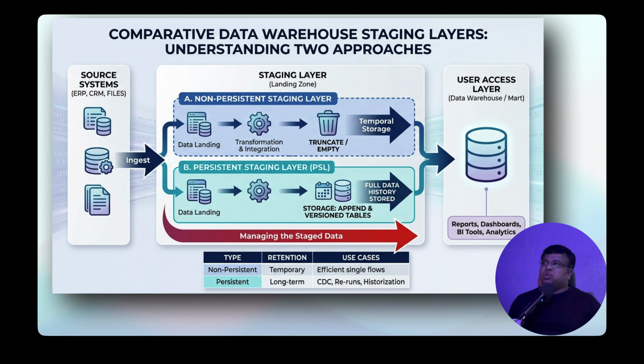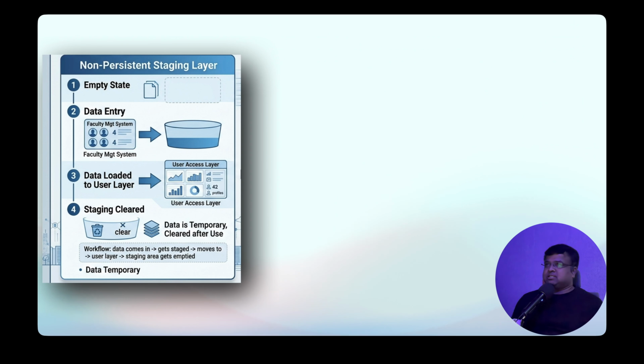Now, the staging layer usually stores data in a format that looks very similar to the original source system, and based on how we manage this staged data, we generally have two approaches, that is the non-persistent staging layer and the persistent staging layer. Let us talk about the first one, the non-persistent staging layer, because it is easier to visualize. So with a non-persistent staging layer, the staging area is emptied after every load cycle. Before fresh data comes in, the staging layer is basically blank.